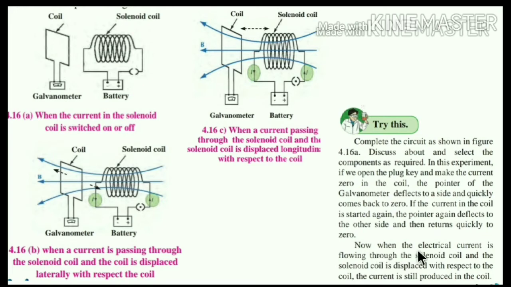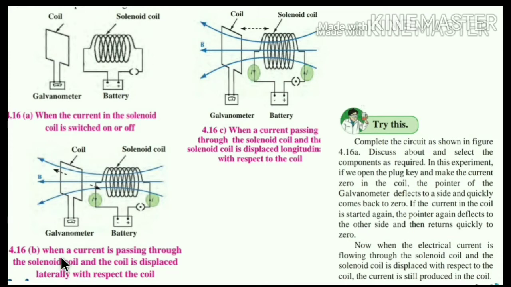Now, when electrical current is flowing through the solenoid coil, and the solenoid coil is displaced with respect to the coil, this arrow shows the displacement. The solenoid coil is displaced with respect to the coil, and the current is still produced in the coil. In this coil, current is also produced, and that is shown by this galvanometer.